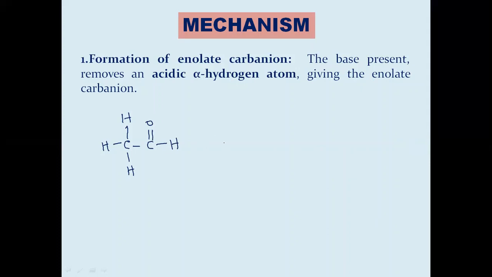Okay, so this is the acetaldehyde. First step, the base will attack and abstract the proton, that is, it abstracts the hydrogen, especially the alpha hydrogen. So what happens is, you can see that the minus charge of the base, that is the OH minus ion, will abstract one of the alpha hydrogens. It can abstract any of these alpha hydrogens.